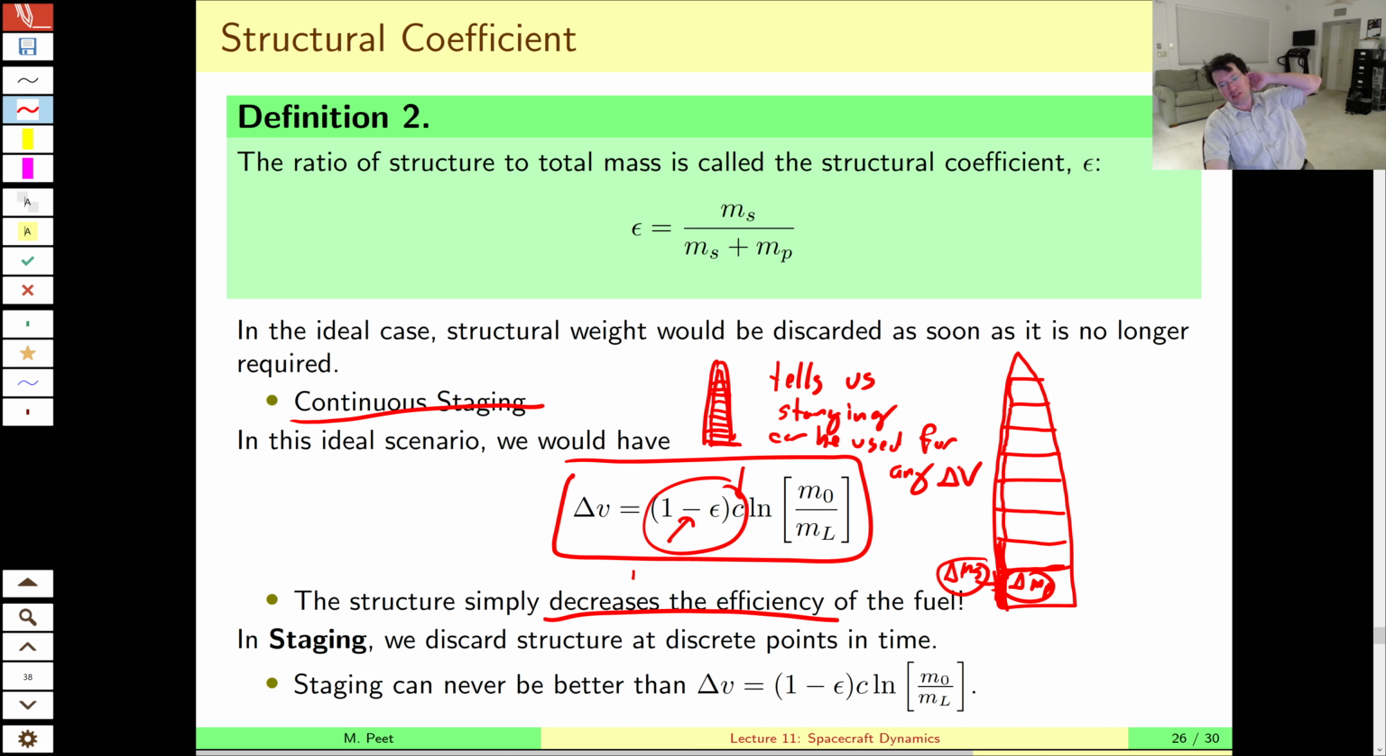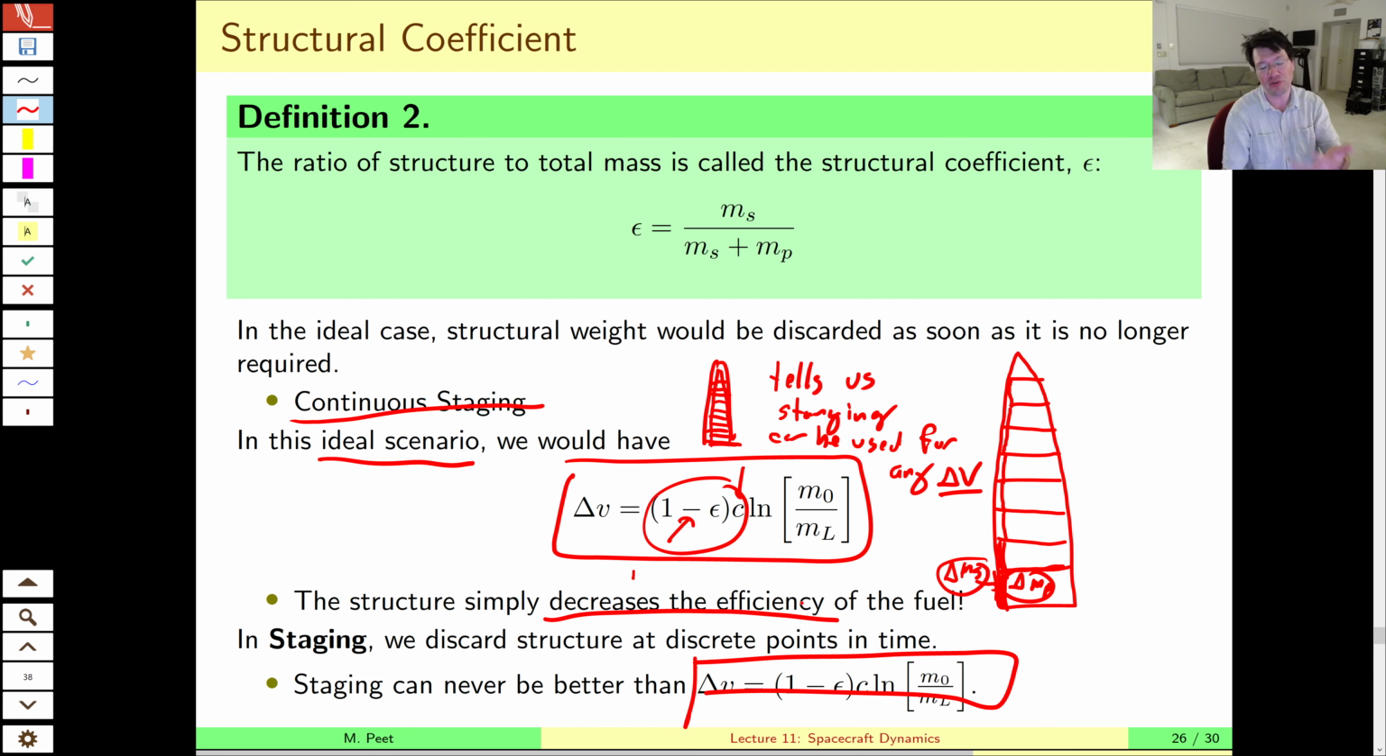So again, we come back to this question. It's not a matter of space flight being impossible. It's really a question of how many stages we need, and how big a rocket we need, to achieve a given delta V. So this ideal scenario, staging will allow us to once again achieve any delta V. It also gives us an upper bound on how efficient our staging can be. If we had an infinite number of stages, our delta V could never exceed this limit, right?